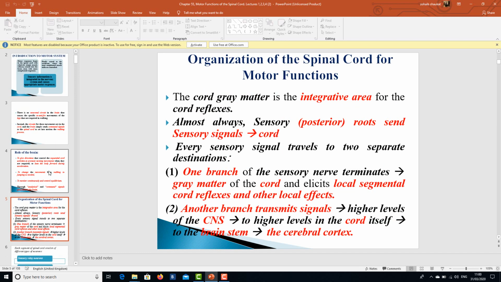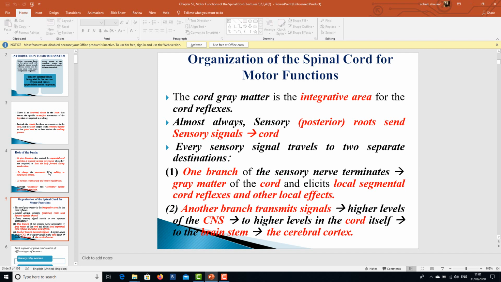Now, what is the organization of the spinal cord for motor functions? The cord gray matter is the integrative area for the cord reflexes. Almost always, the sensory posterior roots send sensory signals to the cord, and every sensory signal travels to two separate destinations. One branch of the sensory nerve terminates in the gray matter of the cord and elicits the local cord reflexes and other local effects.